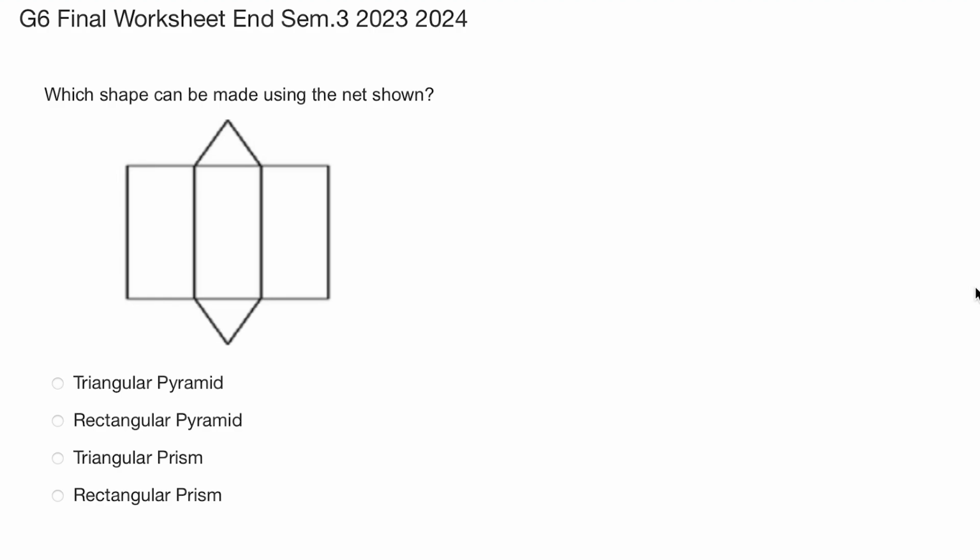What shape can be made using the net shown? Actually, we have 5 faces. 3 of them are rectangles and 2 bases in the shape of triangles. So this is a prism. But which prism? It has a base in the shape of a triangle. So it's a triangular prism.